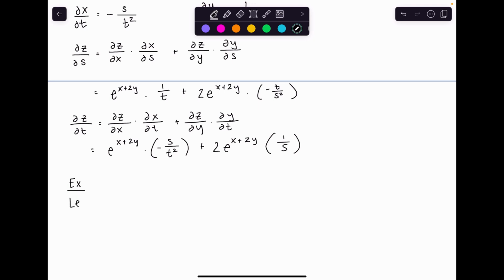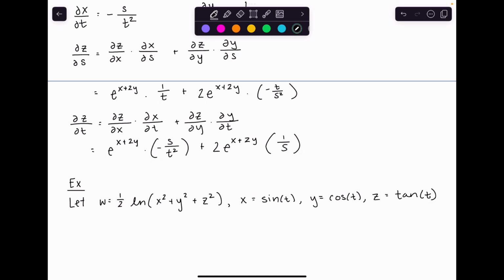So let's try this next example. Let's let w equal 1/2 natural log of x squared plus y squared plus z squared. X is going to be sine of t. Y is cosine of t. And z is tangent of t.